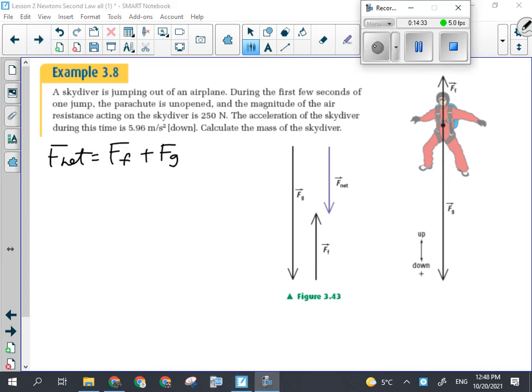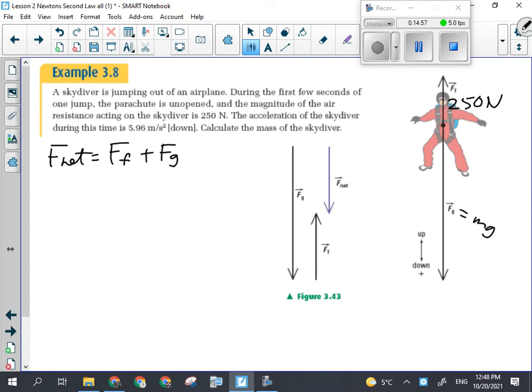Okay, so here's the start of this one. They already did our free body diagram for us. Okay, we got the skydiver here. We have the force of friction, air resistance, acting upwards, and we know that that force is 250 newtons. And then we have the force of gravity acting down, okay, which is going to be m times g. We don't know what m is, so we can't actually calculate a value for that yet.